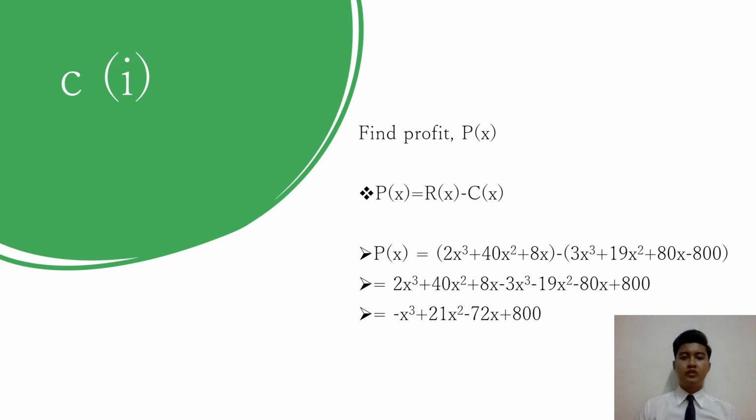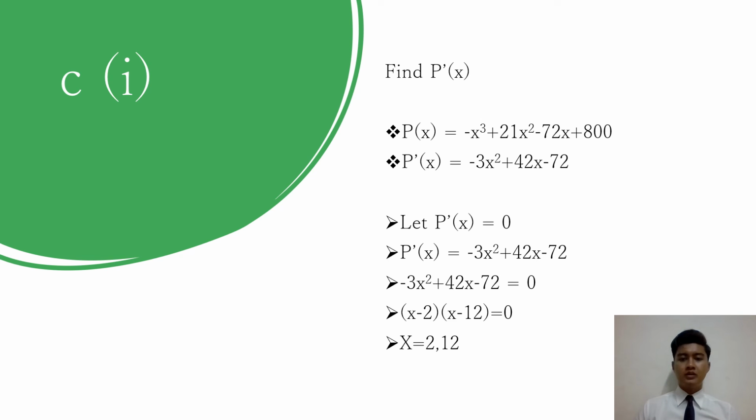For the first one, find profit. Px equals Rx minus Cx. So Px equals, we put in Rx and minus the function Cx. We get negative x power of 3 plus 21x power of 2 minus 72x plus 800. Then we find P prime x, we get negative 3x power of 2 plus 42x minus 72. Then let P prime x equal 0. Then we will get x equals 2 and 12.